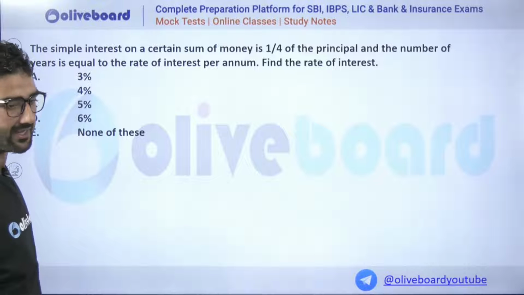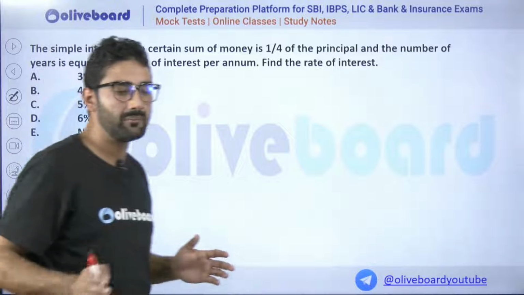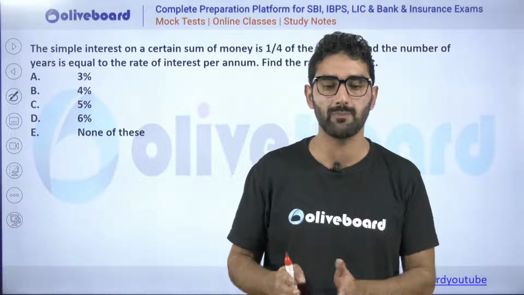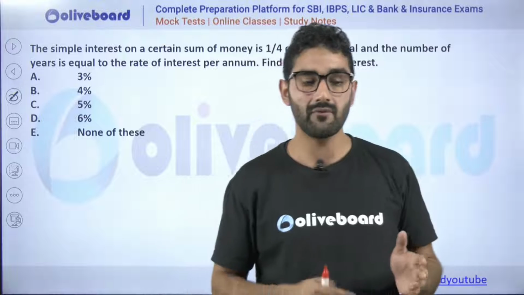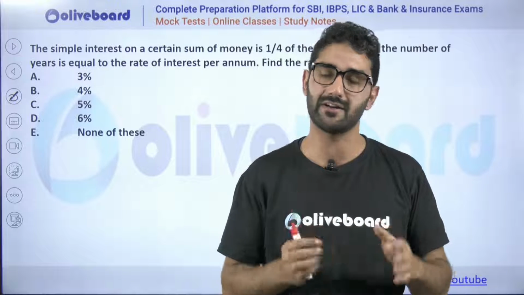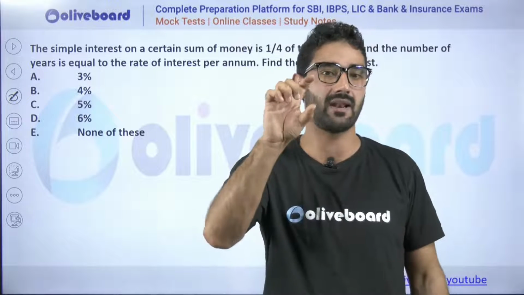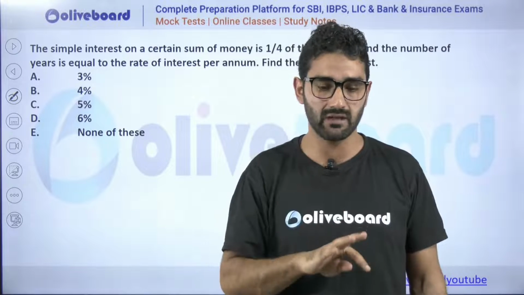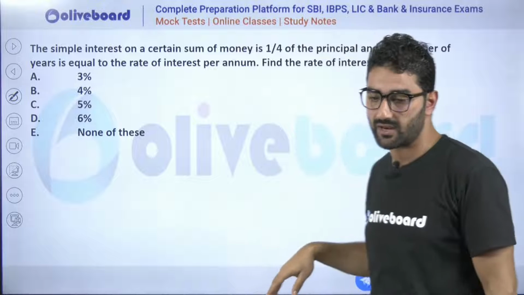Let us see this question, my dear, what it actually wants to say. The simple interest on a certain sum is 1/4 of the principal. And the number of years is equal to the rate of interest per annum. I mean the rate of interest and the time, R and T, are equal. They have given them equal. We have to calculate.